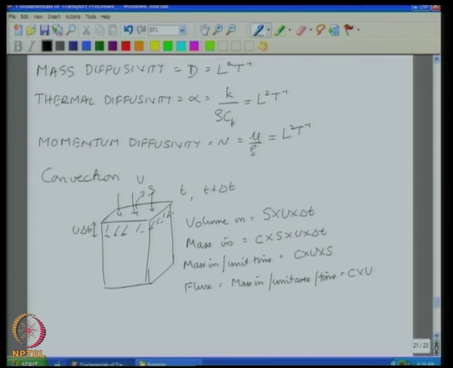So, therefore, for the convective transport, the flux will be equal to the density of quantity into velocity.